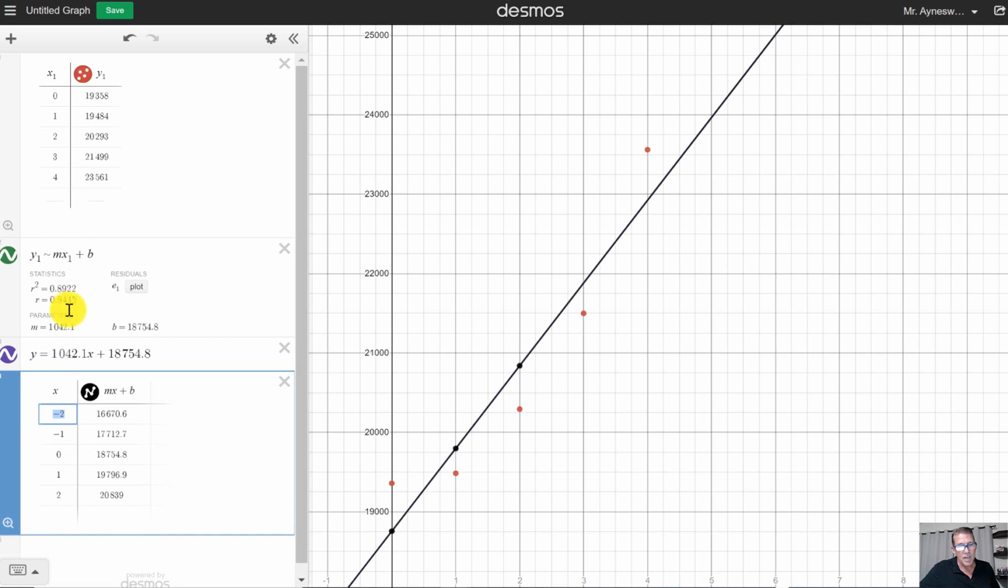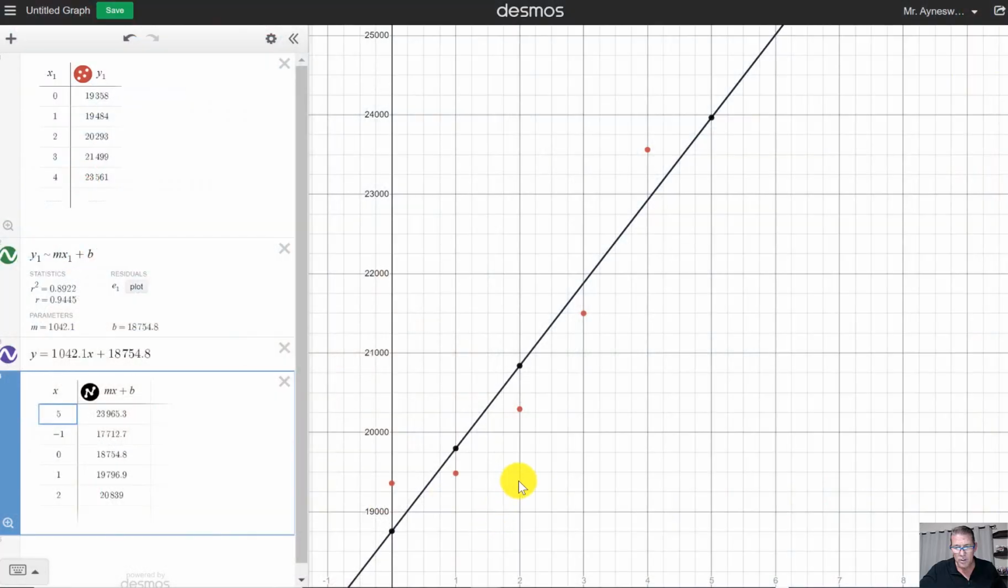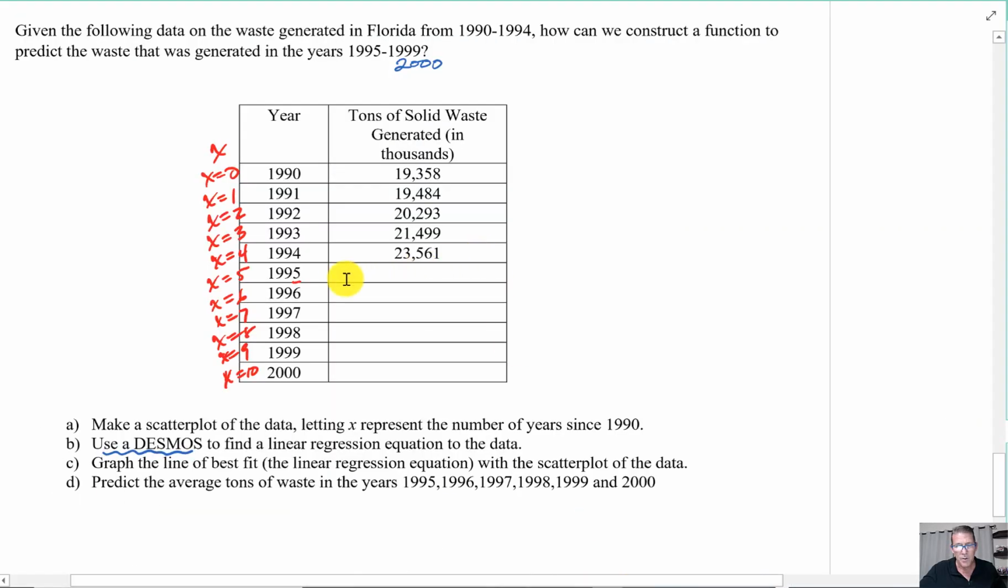Now the next value in the table is going to be 5, right? After 4 comes 5, so type in 5. Okay, that represents 1995. Let's go back to the table. Let me just show you what. Let's go review here. So x equals 5 corresponds to 1995.